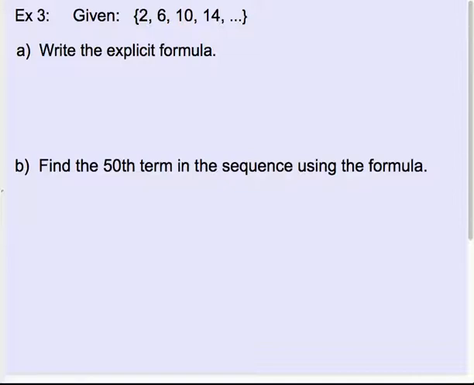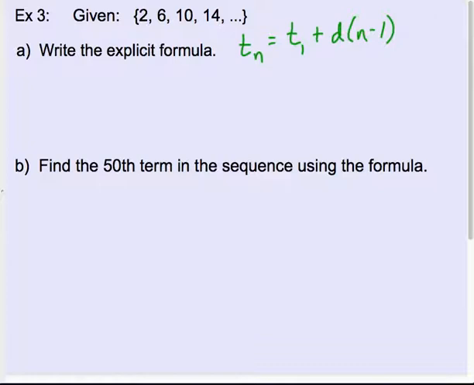And next we're going to take a look at the explicit formula. So this one was t sub n equals t sub 1 plus d times n minus 1. So again, what all that means is t sub n is the nth term, t sub 1 is your first term, d is your common difference, and n is the number of the term that you're looking for.